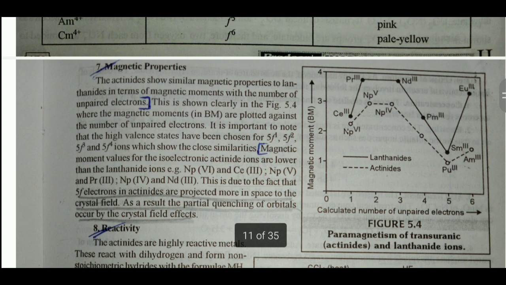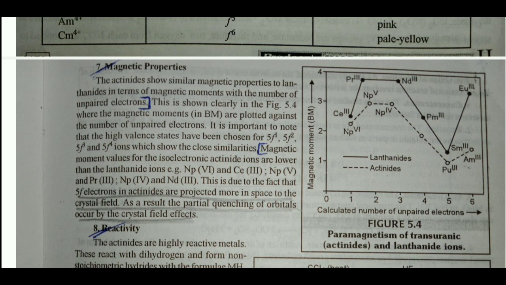Seventh, magnetic properties. The actinides show similar magnetic properties to lanthanides in terms of magnetic moments with the number of unpaired electrons. This is shown clearly in figure 5.4, where the magnetic moment in BM is plotted against the number of unpaired electrons. It is important to note that the high valence states have been chosen for 5f1, 5f2, 5f3 and 5f4 ions, which show the close similarities.